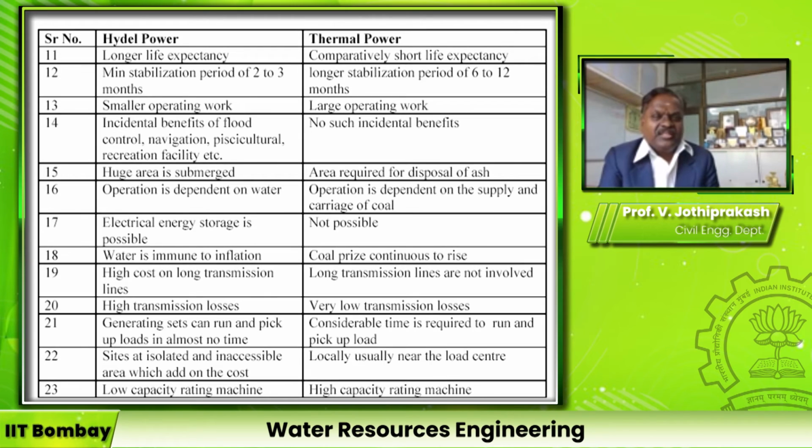There is a high cost in long transmission lines for hydropower, whereas in thermal, long transmission lines are not involved because you can generate thermal power very adjacent to a city. The high transmission loss is one of the drawbacks of hydropower plants, but in thermal power plants the transmission loss is very less. So like that, we have a lot of advantages and disadvantages of hydroelectric power plants over thermal power plants.